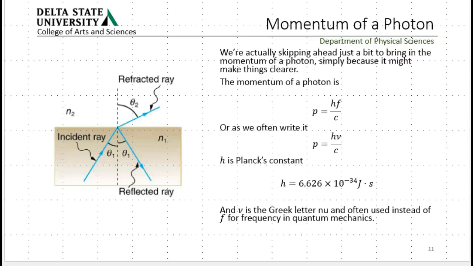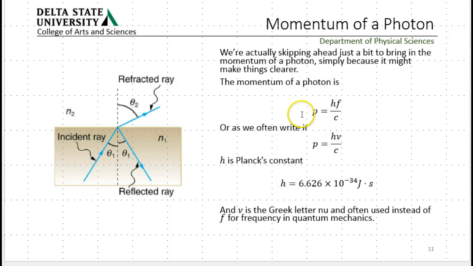If we go off after this in terms of the momentum of the photon, what is the momentum of a photon? Well, the momentum of a photon is h times the frequency over c, or as we often write it, h nu over c. Nu is the frequency, but we use the Greek letter nu quite often in quantum mechanics, so you'll encounter this in P-Chem. h is Planck's constant, 6.626 times 10 to the minus 34 joule seconds, and nu is the Greek letter nu.